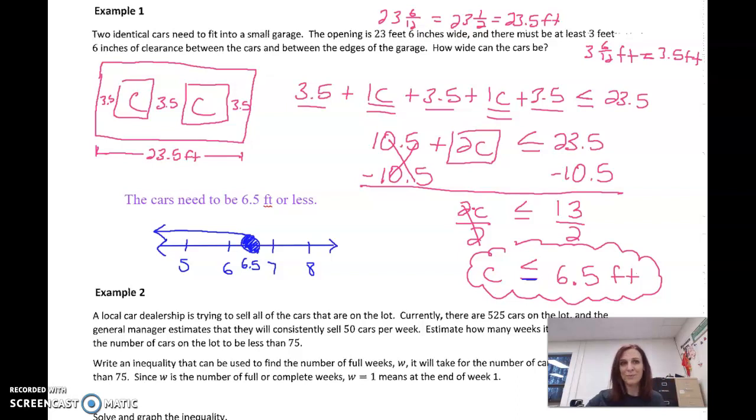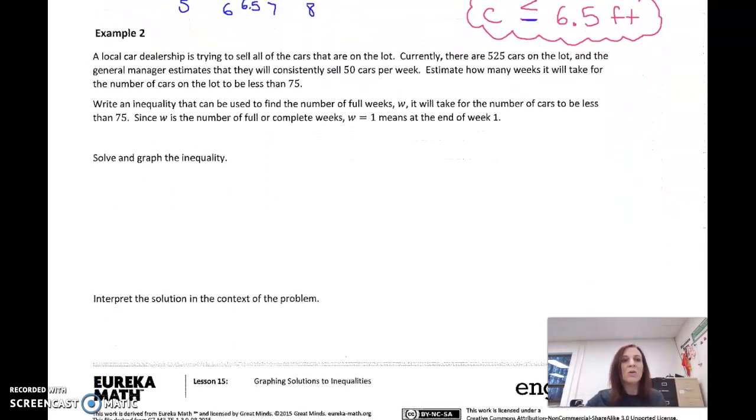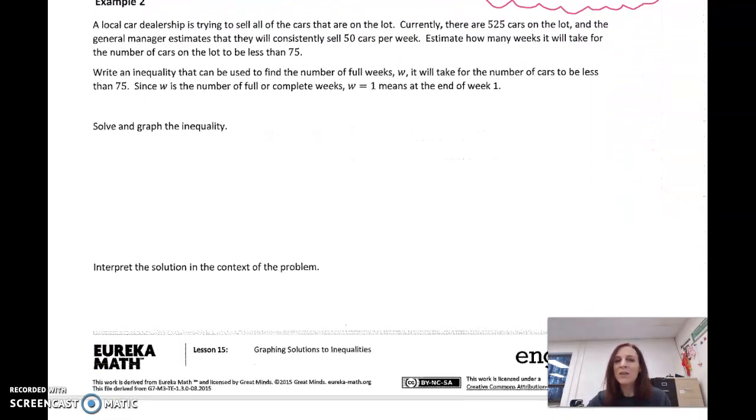Let's look at one more example. A local car dealership is trying to sell all of the cars on the lot. Currently, there are 525 cars on the lot. The general manager estimates they will sell 50 cars per week. Estimate how many weeks it'll take for the numbers on the lot to be less than 75. Okay? And they want us to use W for weeks. Okay? And then I'm going to say W means the end of week 1.